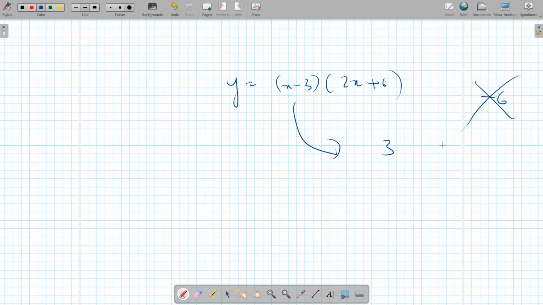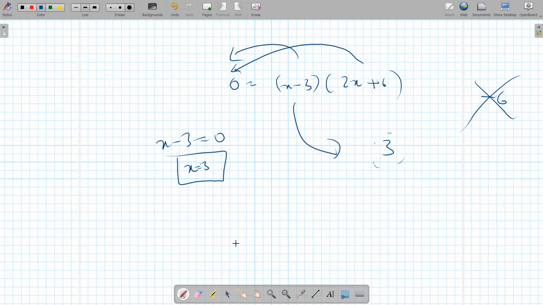What does the x-intercept technically mean? It means when the y value is 0. You want to know where the 3 came from? Because we said x minus 3 equals 0. Add 3 on both sides, x equals 3. So you'd have to do the same thing for the other bracket. If you do that, where's the x-intercept actually?